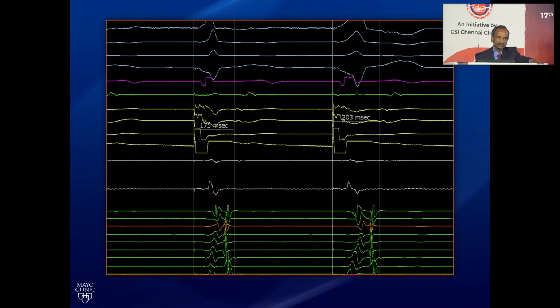The most common cause of confusion is failing to appreciate that parahisian pacing is not a way to diagnose a pathway, it's a way to diagnose a mechanism of atrial sequence when you pace from the ventricle.